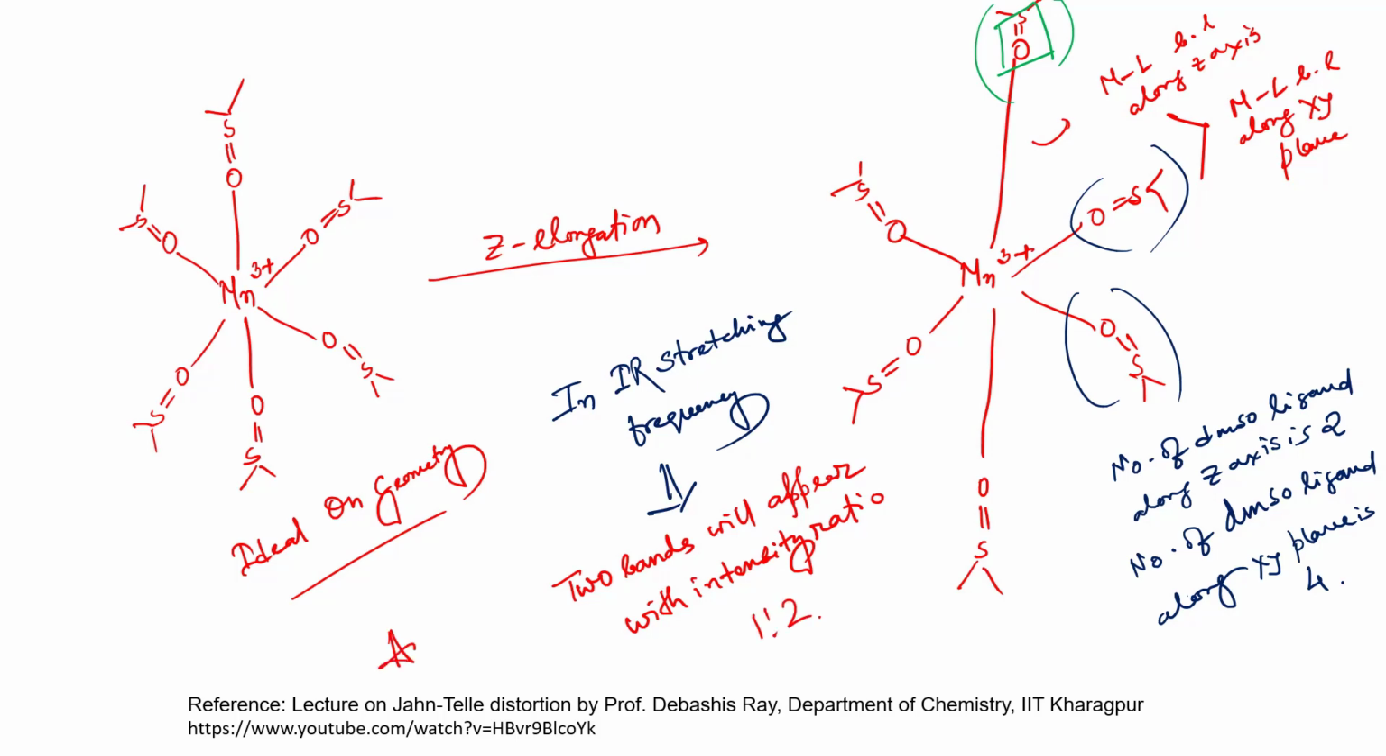So this will be your answer, which is option B: 2 SO stretching frequency bands with intensity ratio 1:2. You will find the reference in the lecture on Jahn-Teller distortion by Professor Debashish Ray, Department of Chemistry, IIT Kharagpur.